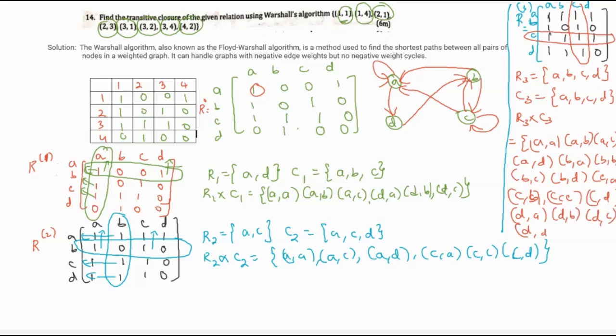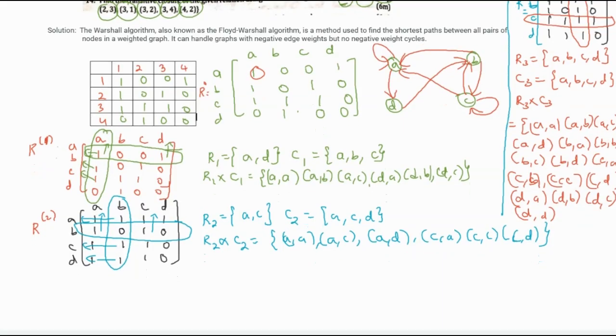So that means the new R we find will be R4. What will R4 be? It will be all A, B, C, D by A, B, C, D. It will be all 1s.